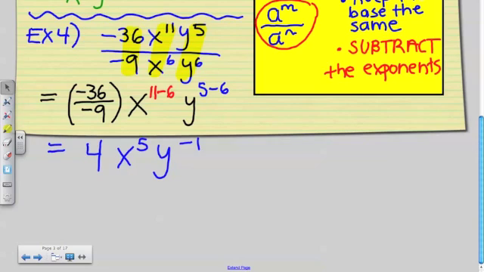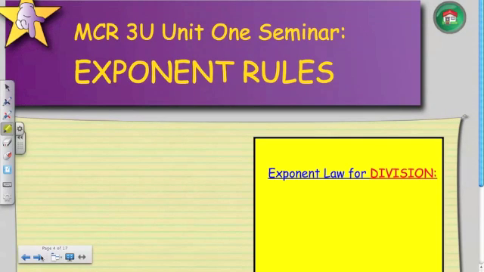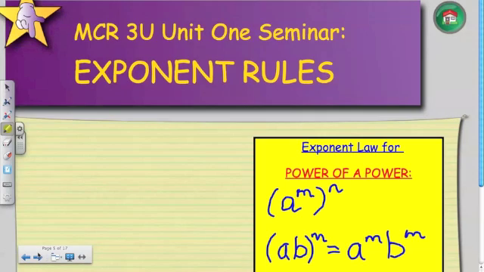Now, we haven't yet talked about the rule for when you have negative exponents. So usually you would never leave this. There would be one more step. This is kind of like bad grammar in mathematics, having a negative exponent. So there would be one more step to deal with it, but we haven't learned that concept yet. So right at the very end of the seminar, we're going to talk about that. So that is division. Now we're going to move to the power of a power rule.